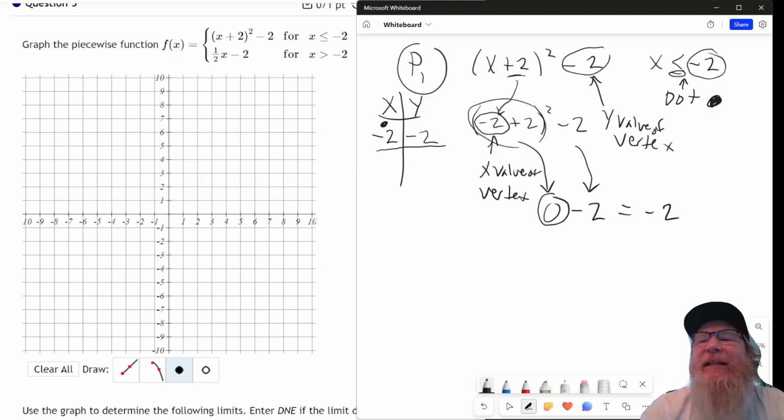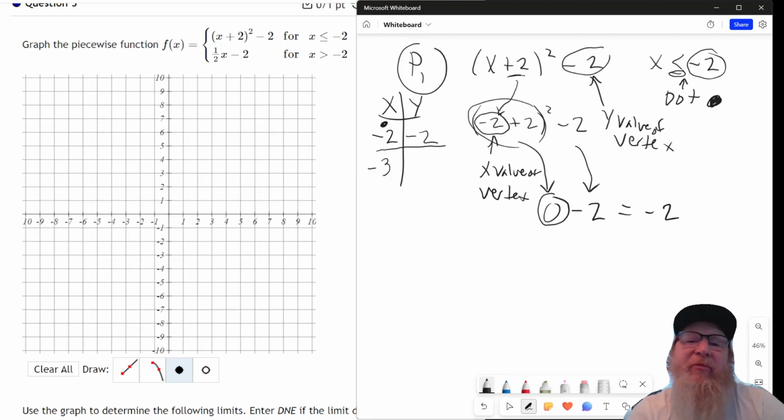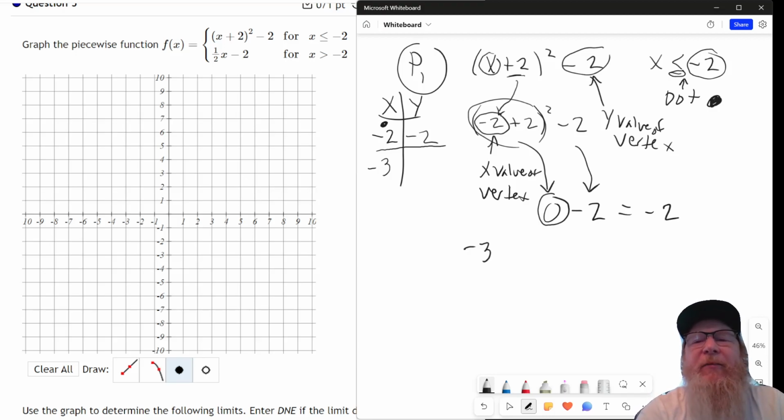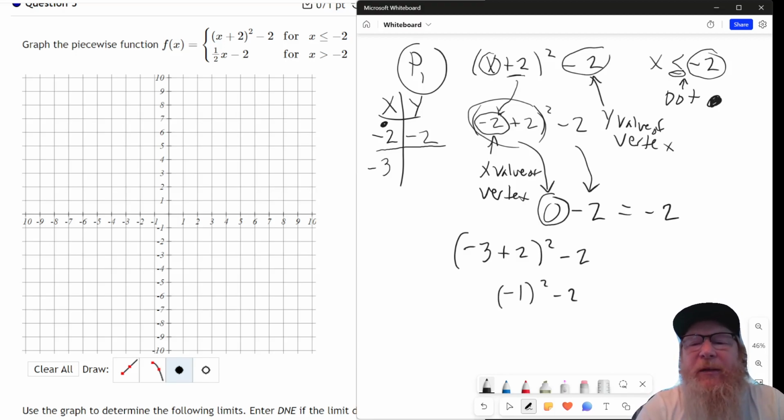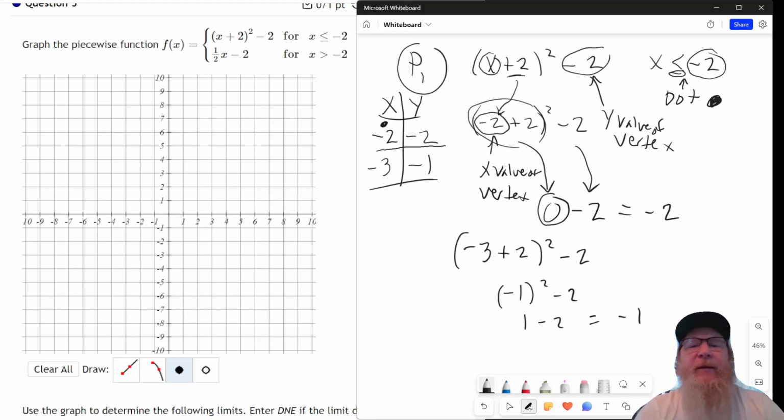I do need a second dot. So remember, x is less than or equal to -2. So I can't do -1. Instead, I'm going to do -3. Or I could also do -4, -5, something less than or equal to -2. So again, I'm plugging it in here for x. So -3 plus 2 squared minus 2 is -1 squared minus 2, is -1. So there's my half parabola.